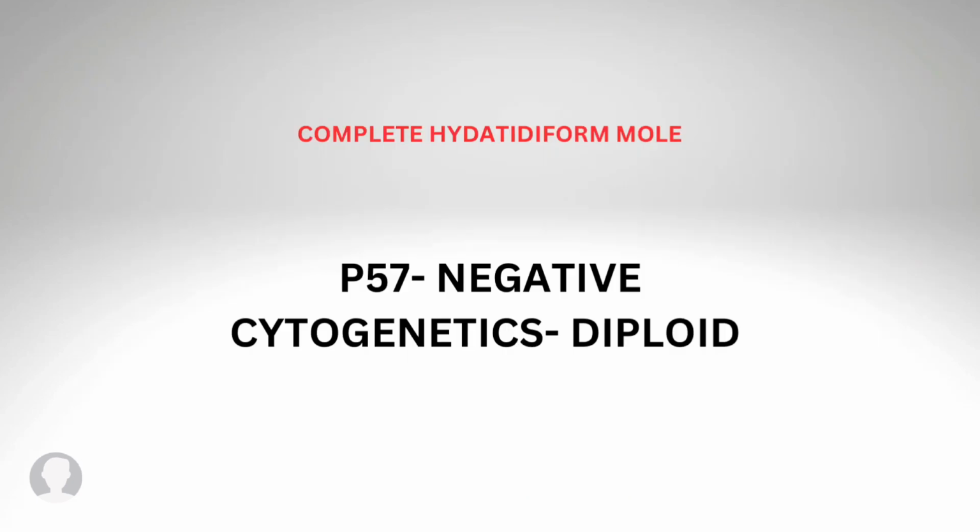Immunostain P57 can be used to differentiate between complete and partial moles, as P57 is negative in complete hydatidiform mole, whereas it is positive in incomplete or partial mole. And cytogenetic study shows diploid nature of complete hydatidiform mole, whereas partial hydatidiform mole is triploid, which I will be talking about more in my next video.